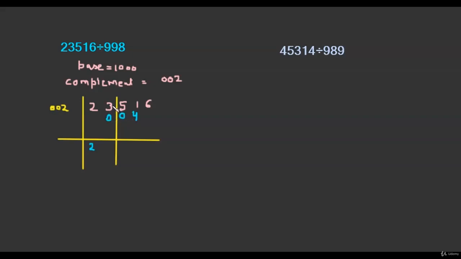Now we add 3 and 0 first, that is 3. Now the product of 3 and 002 is 006, which we can write below the next 3 dividend numbers like this. Now we can add these numbers. So the quotient is 23 and the remainder is 562. So this method is very easy. We are dividing a 5-digit number by a 3-digit number, and the number is very large, 998. We are able to solve this without giving stress to the brain.